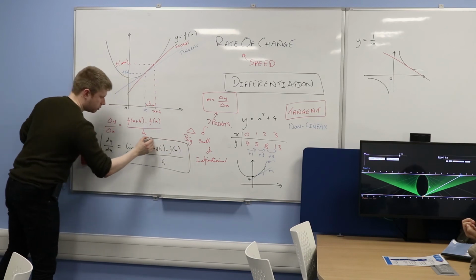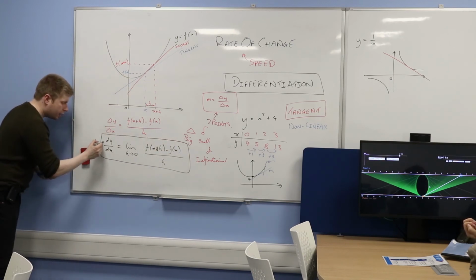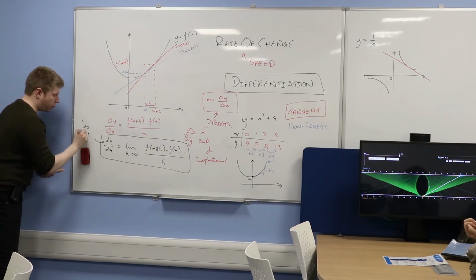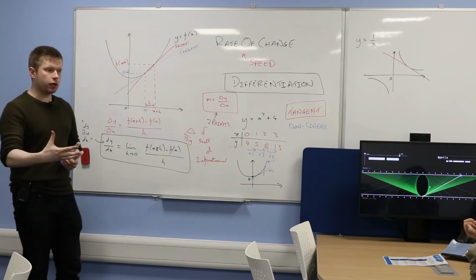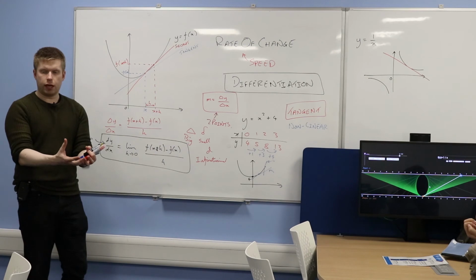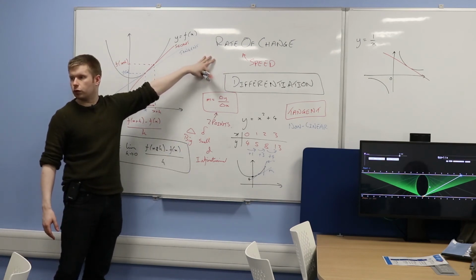When you see this dy and this dx, by the way, we say this as dy by dx. When you see this notation, all it is talking about is gradient. It's literally talking about rate of change. That's all it's talking about.